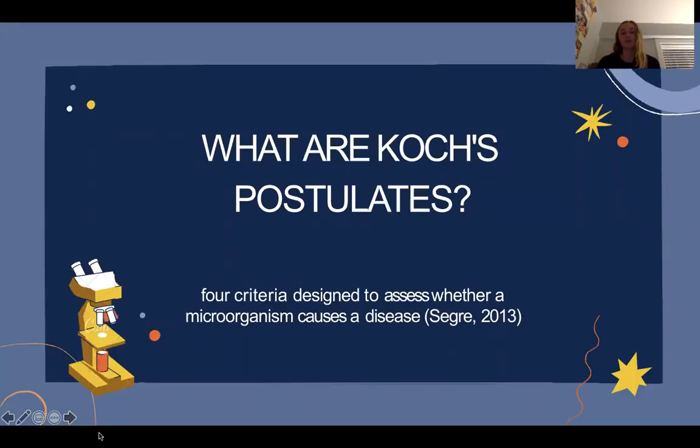So what are Koch's postulates? Koch's postulates are 4 criteria that Robert Koch established to connect a microorganism to a disease. This allows us to identify microorganisms and say, okay, if they can pass these 4 criteria, then they are the causative agent for this disease. Now we'll learn a little bit later about how we've updated and adjusted that for today's time, but this is more of an understanding of our initial thoughts when we started connecting bacteria and microorganisms to diseases.